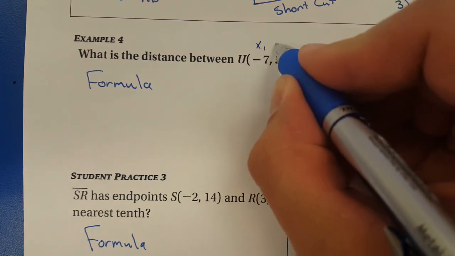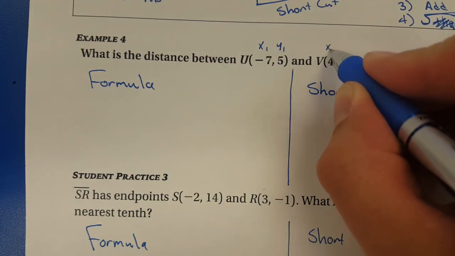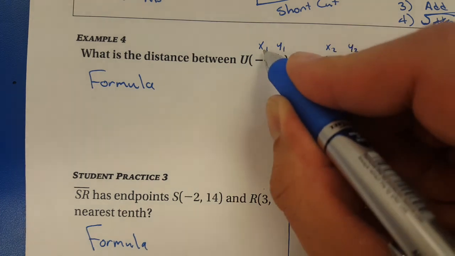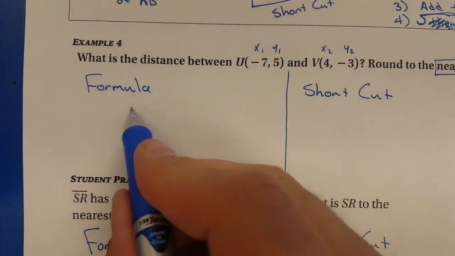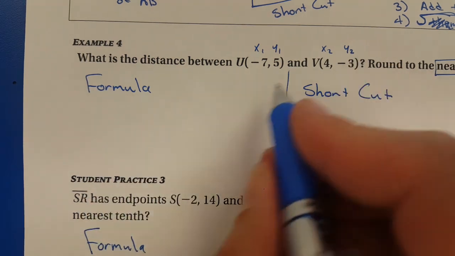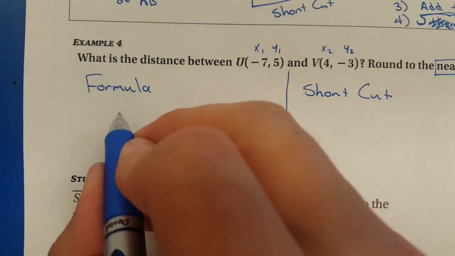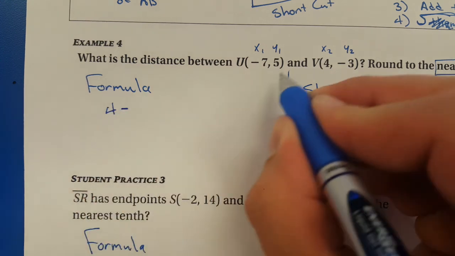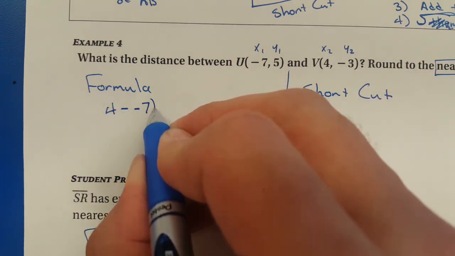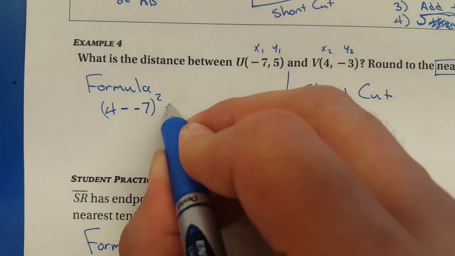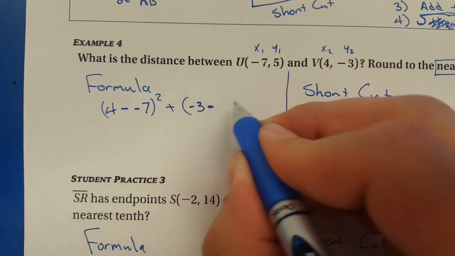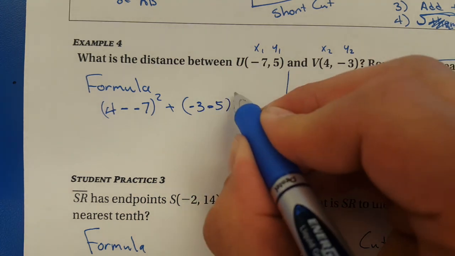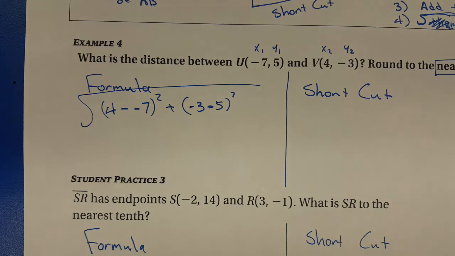So this would be x1, and this would be y1. This would be x2, and this would be y2. It's the first x and y I see. It's the second x and y I see. So based off the formula here, I would set it up like so. I would do x2 minus x1. So I would go 4 minus a negative 7, put them in brackets, square them. Then I would do this. I would do y2 minus y1, bracket, square it, write the whole thing out.